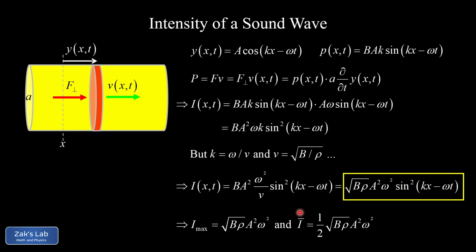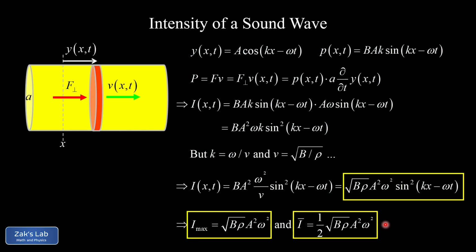Now the calculation of average value is non-trivial. You have to compute an average value integral of the square of a sine function. But we just did this recently when we were working with one-dimensional waves, and the result is that the average of a square of a sine or a cosine is just 1/2. So we end up with this expression for the average intensity delivered by the sound wave. It's 1/2 square root B rho times A squared omega squared.